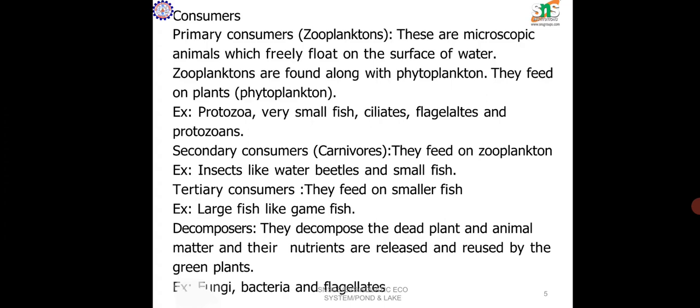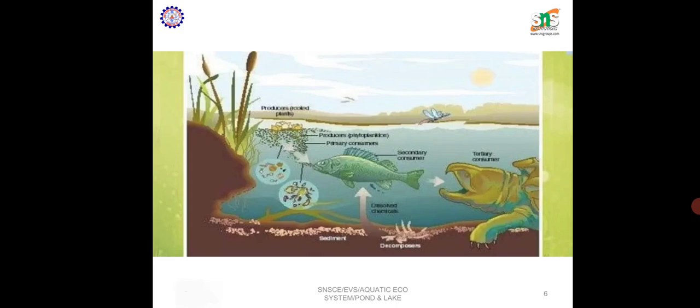Second one is secondary consumers. They feed on zooplanktons. For example, insects like water beetles and small fish. Tertiary consumers. They feed on small fish, large fish like game fish. Decomposers. They decompose the dead plant and animal matter and their nutrients are released and reused by the green plants. Examples are fungi, bacteria and flagellates.